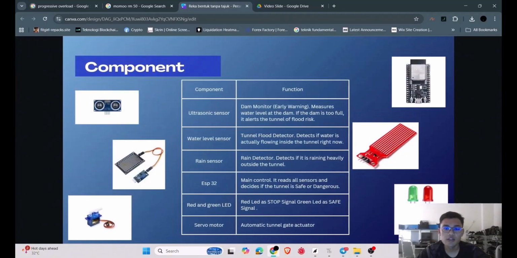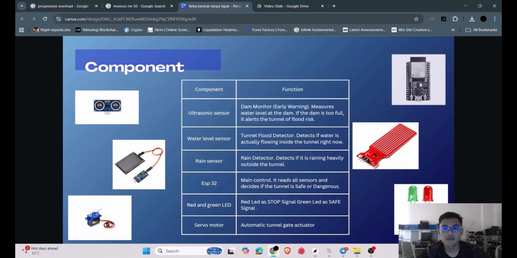For the components that I use inside our project, the first one is the ultrasonic sensor. It is used to measure water level at the dam. The second one is the water level sensor. It detects water level inside the tunnel. The third one is the rain sensor, which detects whether it is raining heavily outside the tunnel. For the microcontroller, we use ESP32. It reads all the sensors and decides if the tunnel is safe or dangerous. The red and green LEDs we use as indicators. And lastly, the servo motor acts as an actuator for the tunnel gate.